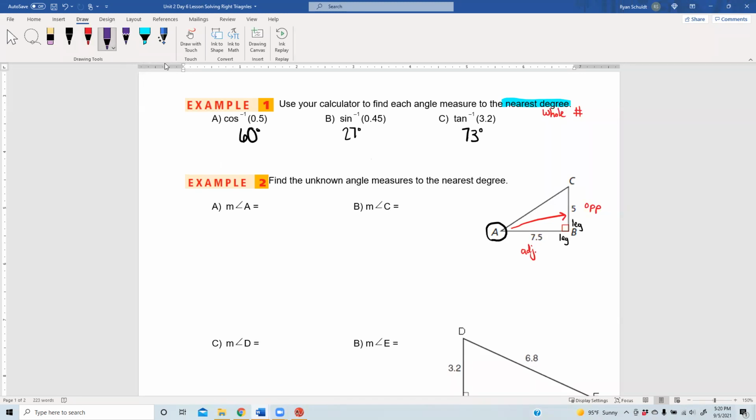If we think of our trig ratios, we use the acronym SOHCAHTOA. Almost sounds like suck a toe. SOHCAHTOA. We use our trig ratios. Which one uses opposite and adjacent? Well, that would be tangent. So for the inverse, we would say the tangent inverse of, I want the opposite over the adjacent, so 5 over 7.5.